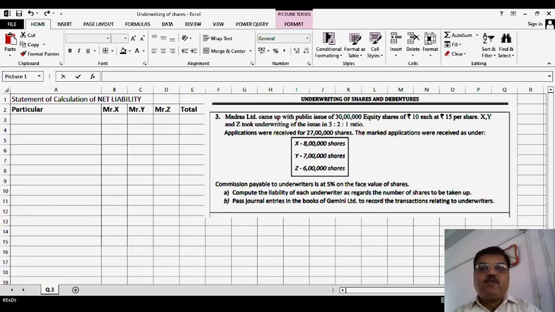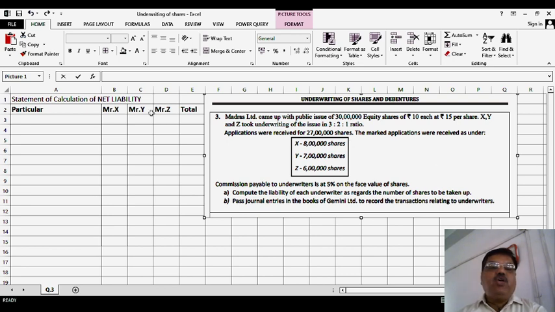Good morning, students. Today we are going to solve one problem on underwriting of shares. Basic problem, preliminary problem. The first problem to understand what you mean by underwriting of shares and how we have to calculate the net liability of underwriters.